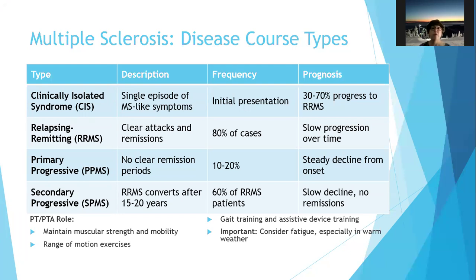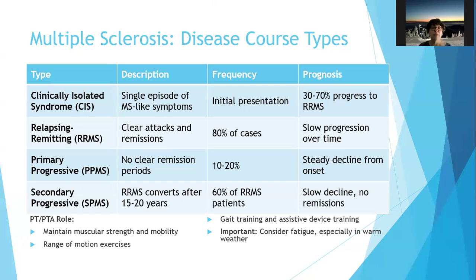Primary progressive is where there are no clear remission periods. 10 to 20% of people show this, and you basically just have a steady decline from the onset. And secondary progressive is where relapsing remitting tends to convert to secondary progressive after 15 to 20 years, where you have fewer remissions or no remissions and then just a slow decline. And 60% of relapsing remitting patients convert to secondary progressive 15 to 20 years after diagnosis.